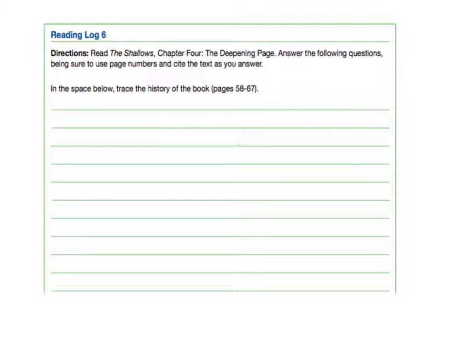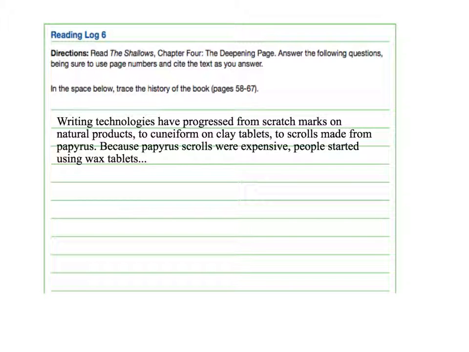So here's what the first question in the reading log looks like. It's for Chapter 4, the deepening page, and the first question says, in the space below, trace the history of the book. So if students have read from pages 58 to 67 and done annotations along the way, then we can use this space to model for students how to begin writing an answer to this question using the annotations that they've already collected. So here's what that might look like.